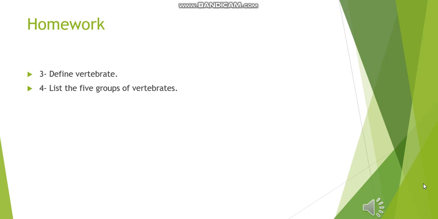Open your science copybooks and continue writing questions number 3 and 4. Question number 3. Define vertebrate. Question number 4. List the 5 groups of vertebrates. I want you please to answer these 2 questions in a complete answer.